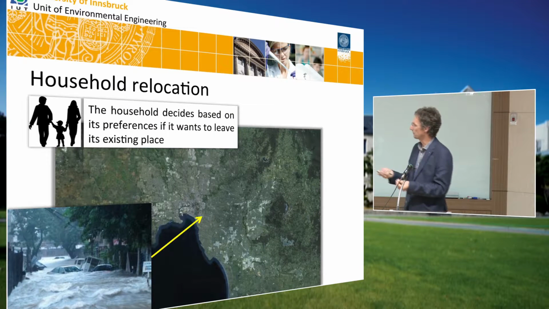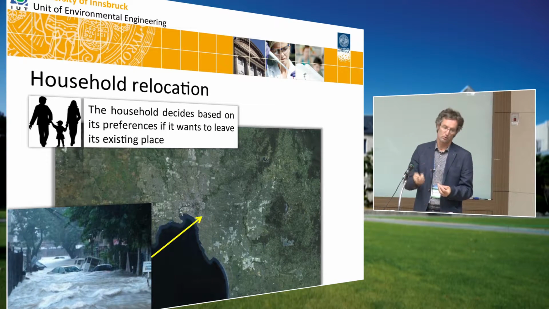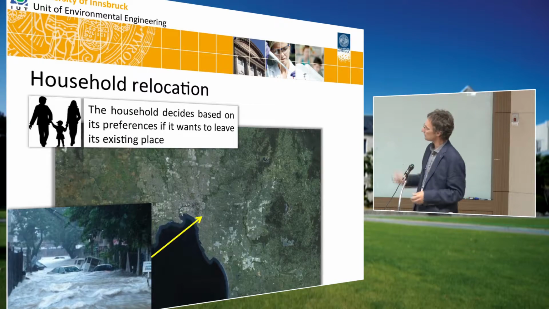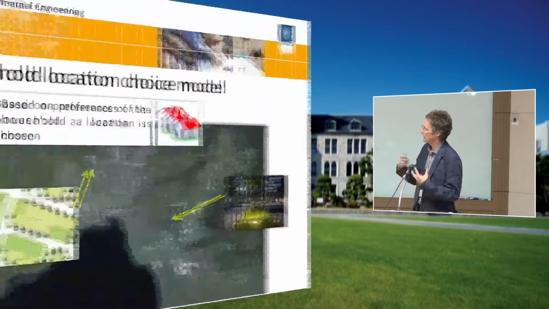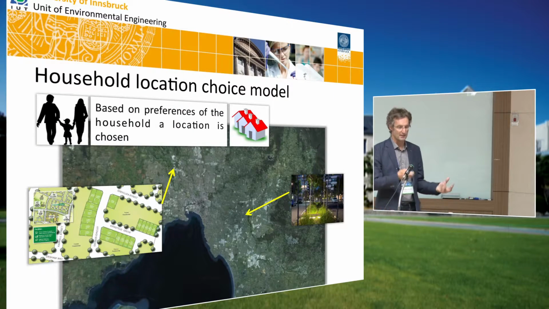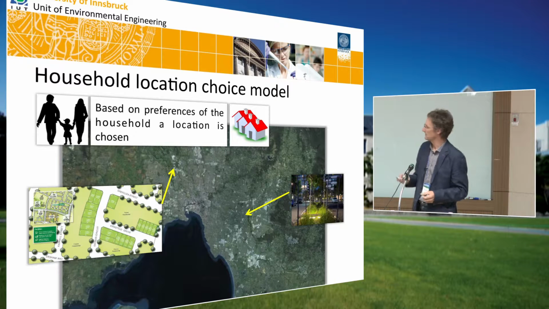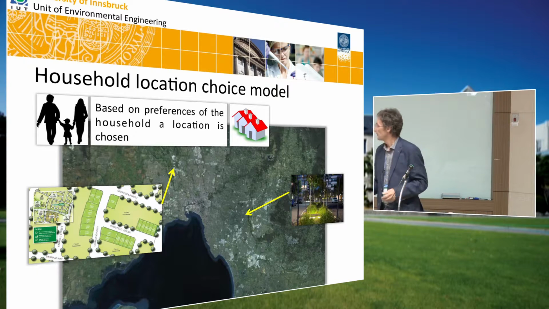For example, if a household is prone to flooding, then most likely the household would like to move away. So they want to resettle, and then they are looking for opportunities where it's nice to live, and this is where the water sensitive city comes into play. If there's a nice, green environment, the household will most likely want to move there.